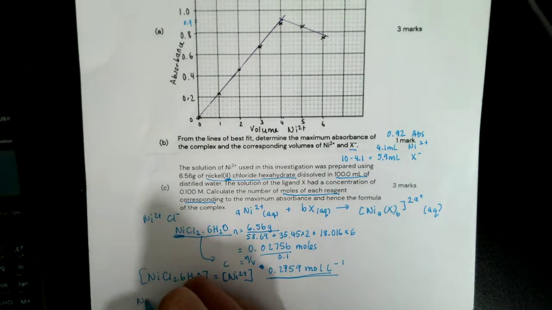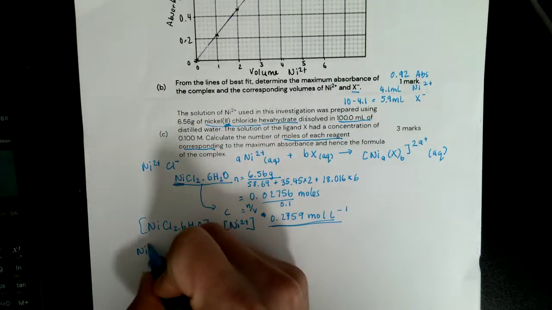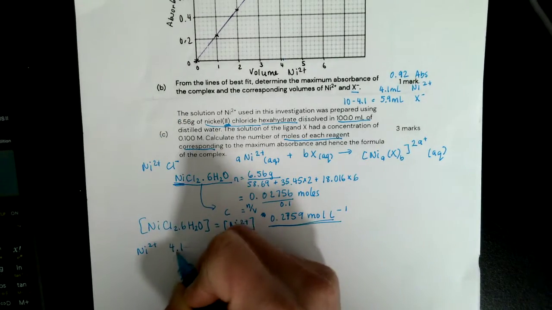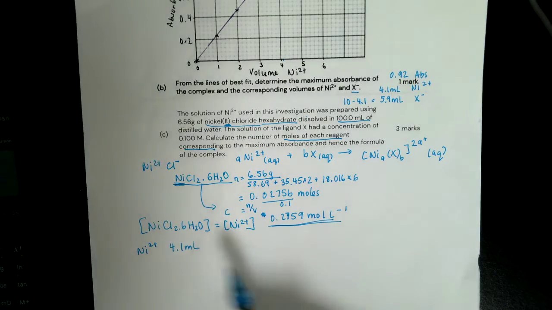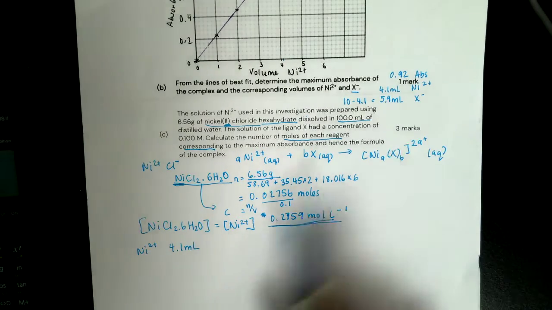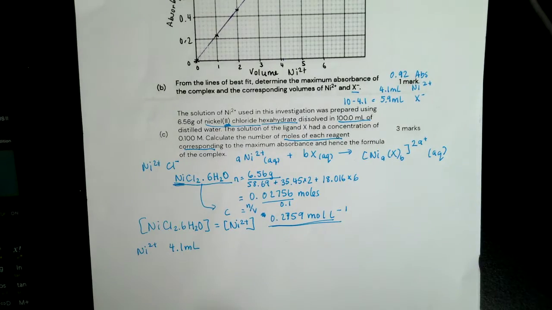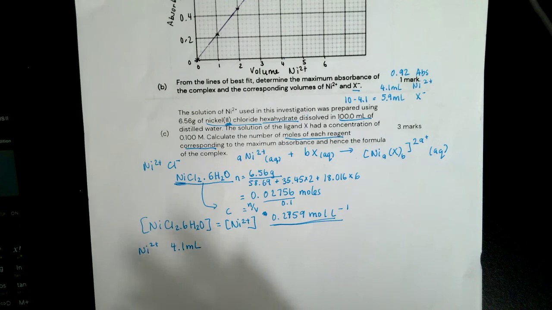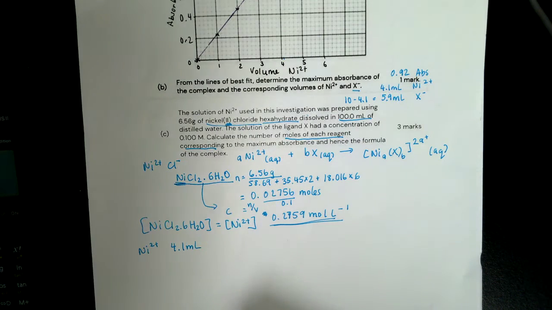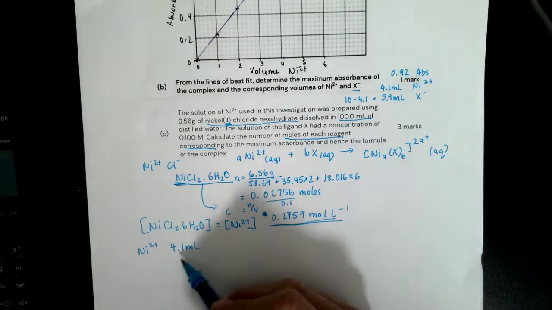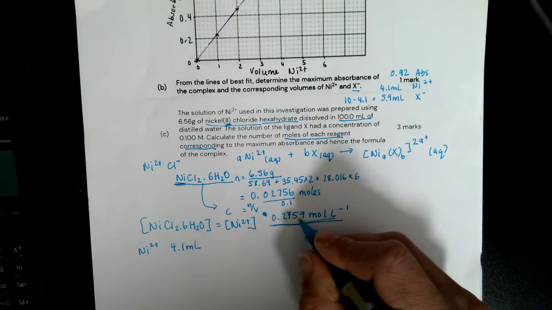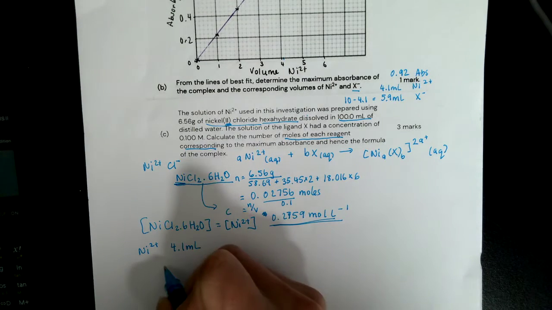So what we know is nickel 2+ had a maximum absorbance at 4.1 mL. That's according to my information from the graph. Your value might be slightly different, which is perfectly fine. If it's 4.2 mL, if it's 4 mL, that's okay. Wherever the graph intercepted, wherever the two lines of best fit intercept. So 4.1 mL.